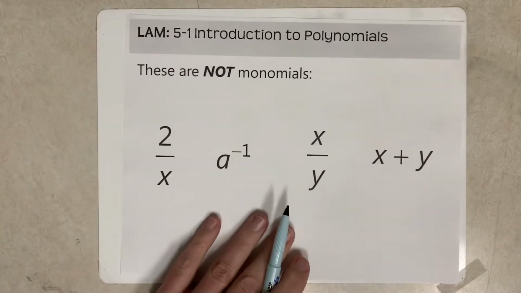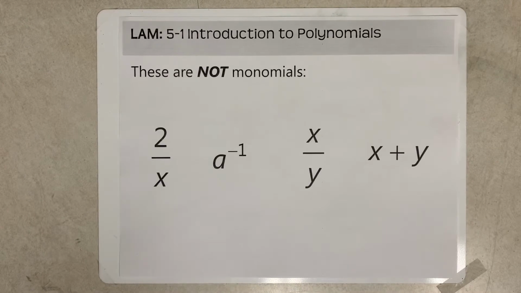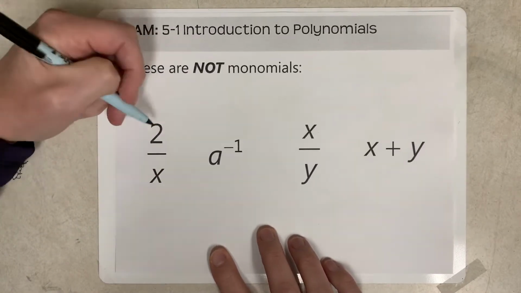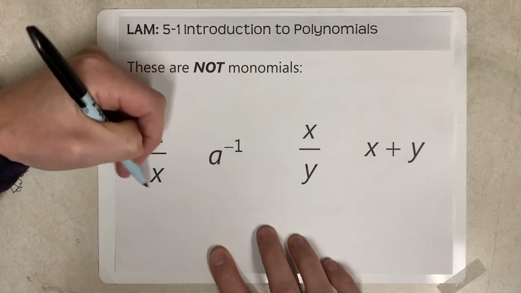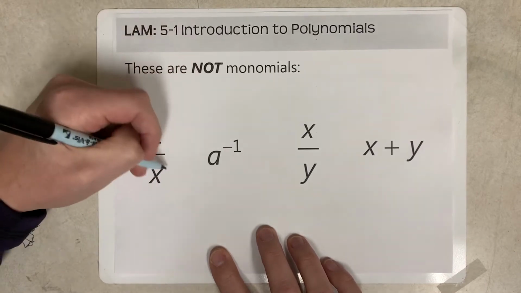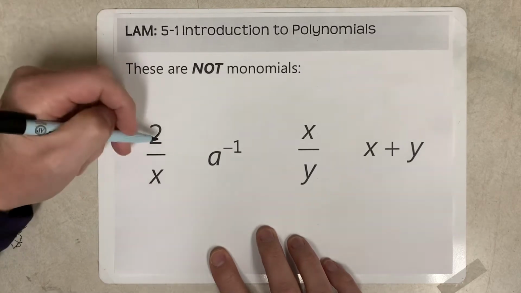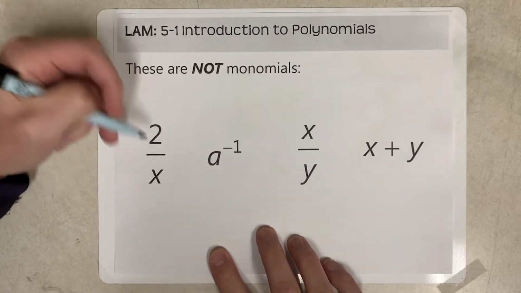Now, here are some what we call non-examples. Here we have 2 divided by x. Really, you can't have this variable in the denominator like this with this whole number exponent and have it be a monomial. So these are not going to behave well. So 2 over x is not a monomial.